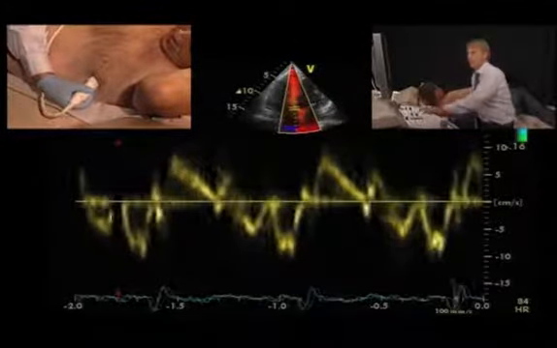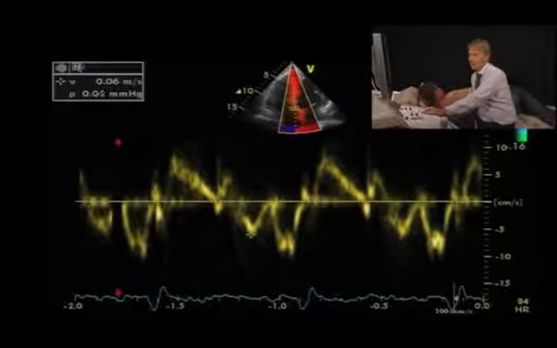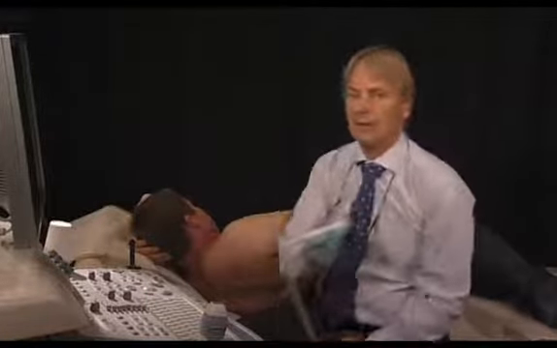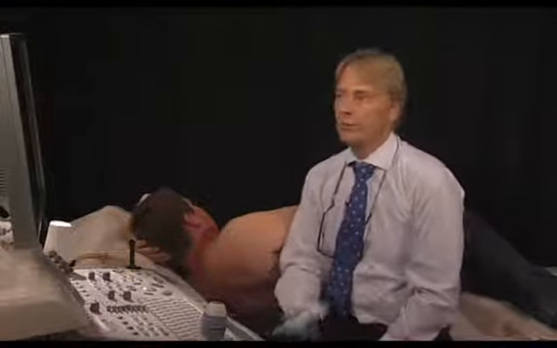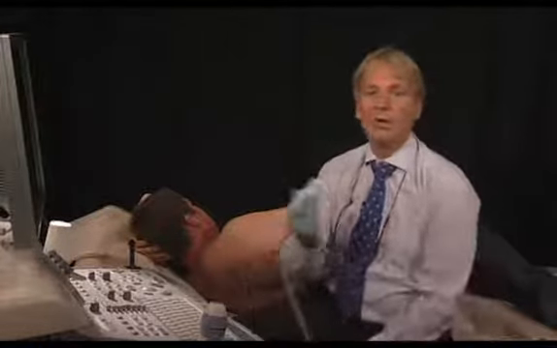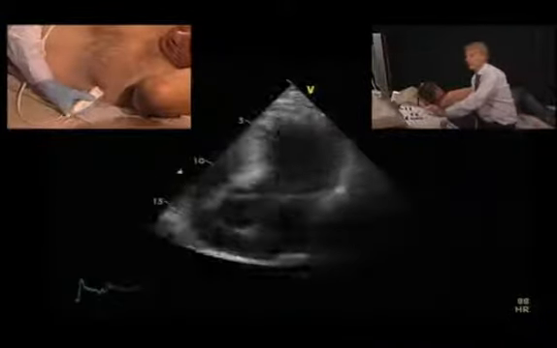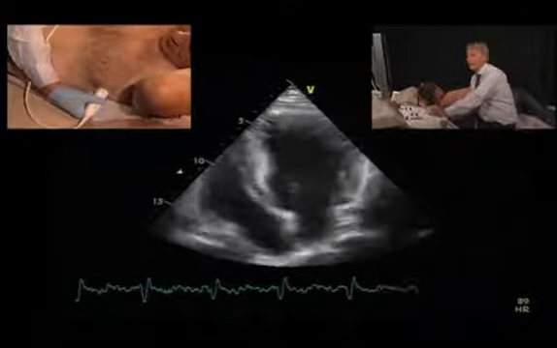Okay, this is the maximal E prime velocity, which is 0.7 or 0.6, 0.7, somewhere in that region. If we now calculate the E to E prime ratio, we get a value which is above 12, 13, which means the patient has diastolic dysfunction. In other words, elevated left atrial filling pressure. So the E to A ratio, which could also be normal, is certainly not a normal pattern, but a pseudonormal pattern.